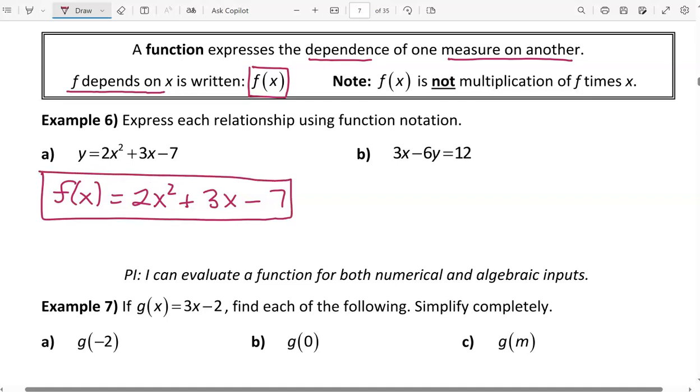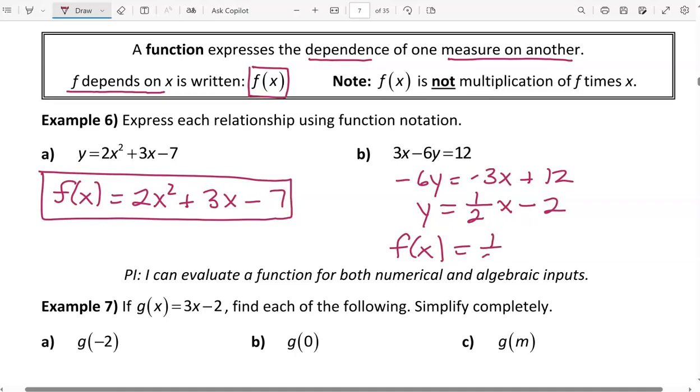So really, f of x takes the place of the y variable. Now it is important that f of x is defined as equal to something, so if in B we do not have the equation solved for y, we'll need to solve for y first. So I'm going to subtract 3x from both sides, and then divide through by negative 6. Negative 3 divided by negative 6 is positive 1/2, and 12 divided by negative 6 is negative 2. So if we express this in function notation, f of x is equal to 1/2 x minus 2.